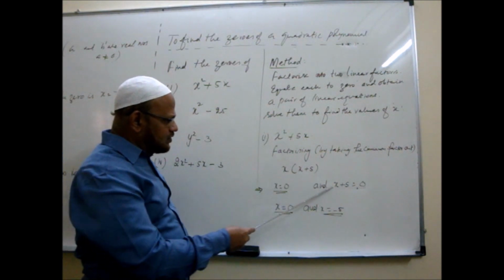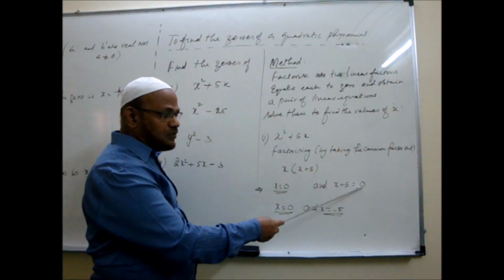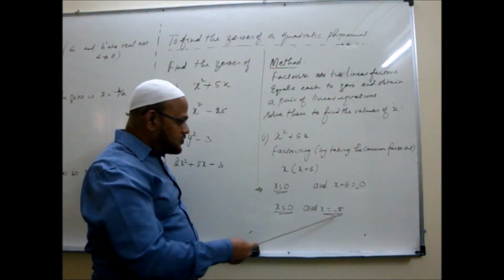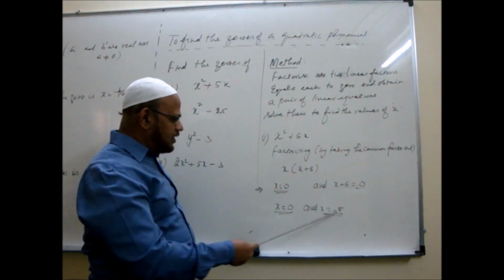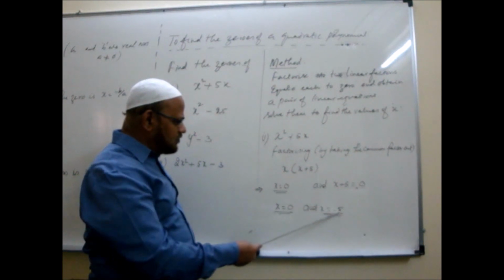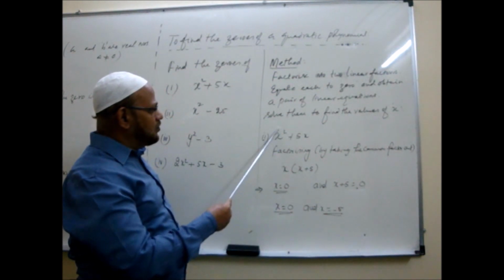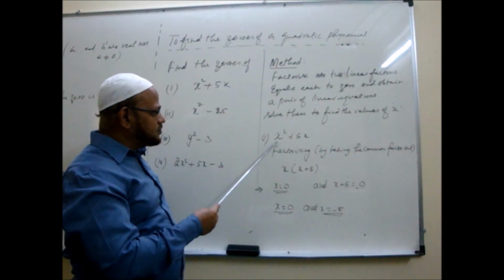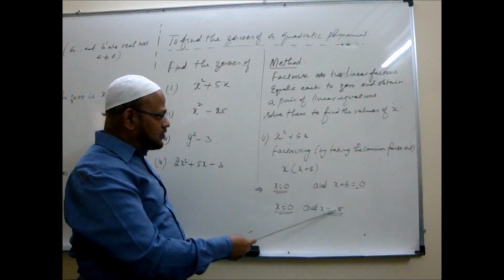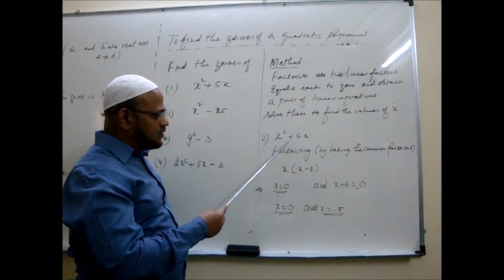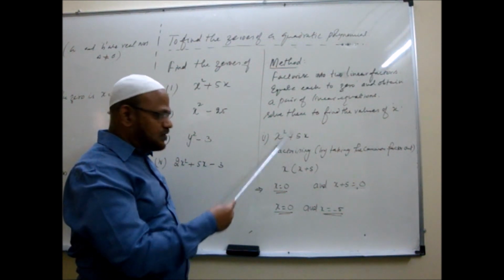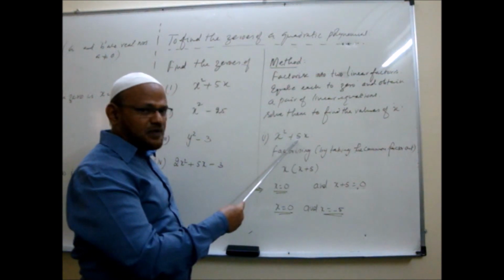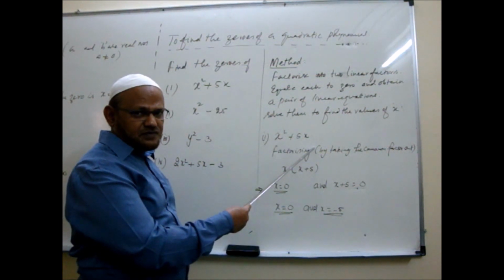The second factor, x plus 5 equal to 0, and find what is x. x will be minus 5. So x is equal to 0 and x is equal to minus 5. For both the values, this polynomial will vanish. Substitute x is equal to 0, it will become 0. x is equal to minus 5 you put here, still it will become 0. So these are the 2 zeros of this quadratic polynomial x square plus 5x.